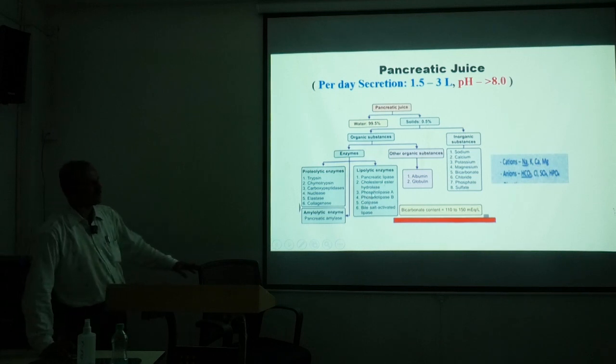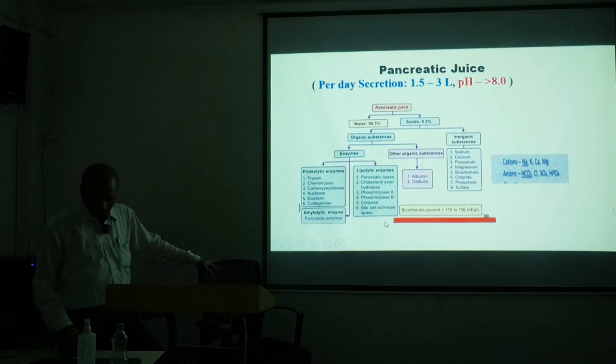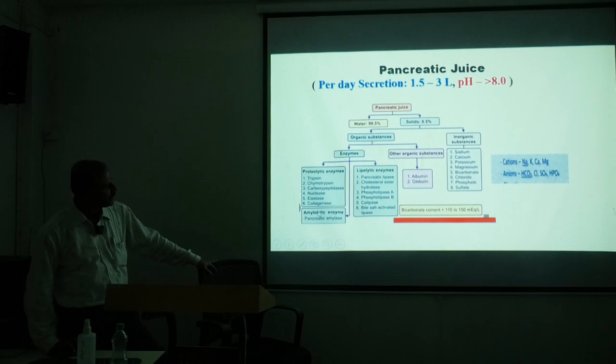Because cholesterol esters are hydrolyzed, because in the food we have cholesterol ester, that ester has to be hydrolyzed. So these are the enzymes which are usually not told. Similarly, phospholipase A, phospholipase B, bile salt activated lipase is another type of lipase, but normally we consider only pancreatic amylase and pancreatic lipase.